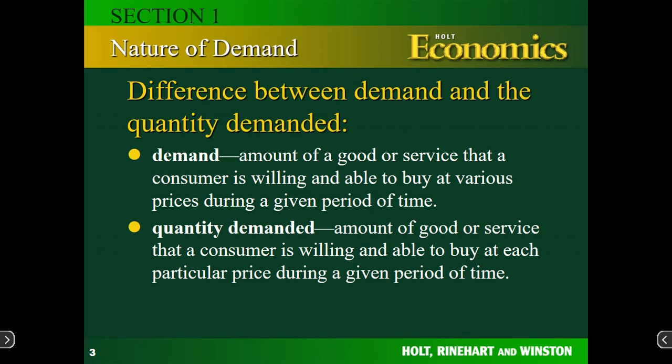There's another definition that sounds very, very similar, and that is quantity demanded. That is the amount of a good or a service that a consumer is willing and able to buy at each particular price during a given period of time. This would be shown as a point on the demand curve because you're talking about a specific price. So when it says at each particular price, you're singling out prices to look at along the demand curve.